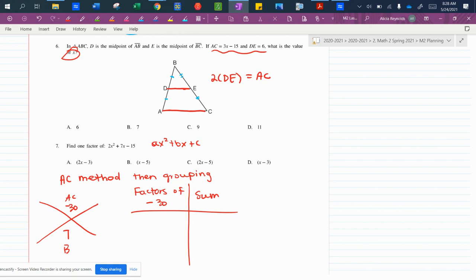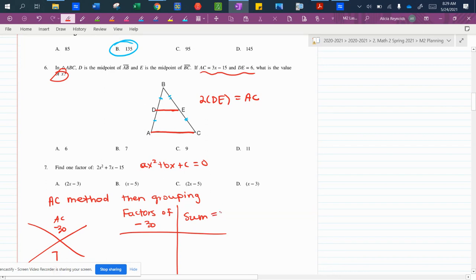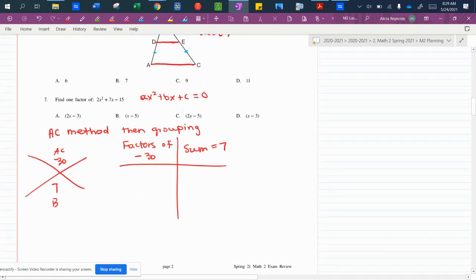Same for number 7. We're not going to work this one completely out. For finding our factor, again, when we're looking at ax squared plus bx plus c, and we're talking about the AC method and then grouping, we're multiplying our first coefficient by our last term, which is our constant. Negative 15 times 2 is negative 30. So I need to find factors of negative 30 whose sum is 7. Once we find those two values, we will split up our trinomial into 4 terms.